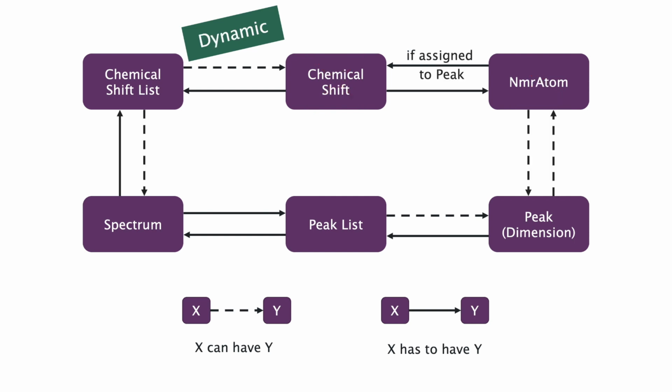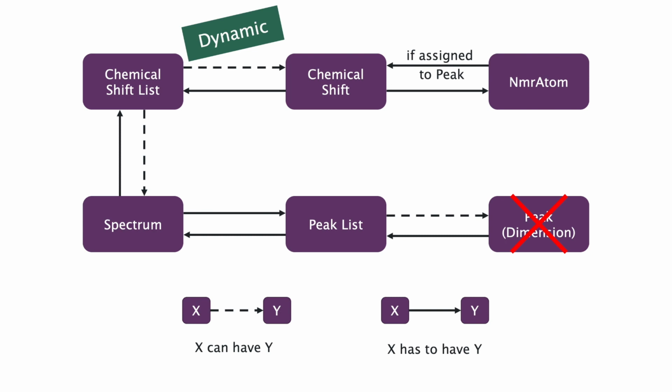For dynamic chemical shifts, it's a bit more complicated. If I delete an NMR atom, then again the program will automatically delete the associated chemical shift. It will also remove any links to my peaks. In effect, my peaks will become deassigned. If I delete any peaks, then I'm removing assignments, links to the NMR atoms.